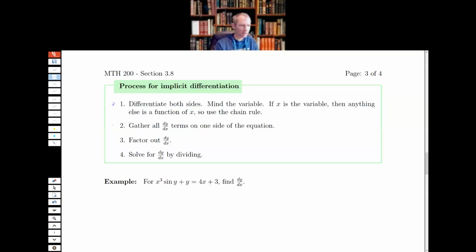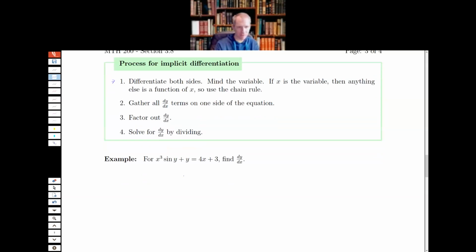If dy/dx shows up in more than one spot, it can be a little bit of a challenge to solve for. So the rest of these steps walk you through that. Gather all the dy/dx terms on one side of the equation, and we can factor it out, and then we solve by dividing. So let me go through those steps in this next example, and you'll see what this is all about. So I have this new function, x cubed times sine of y plus y equals 4x plus 3, and I want to find dy/dx.